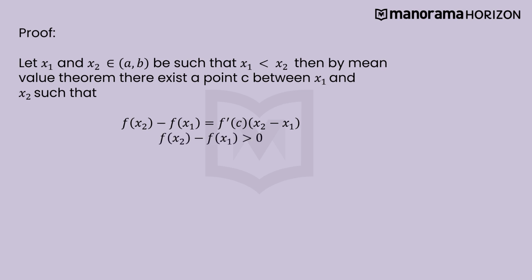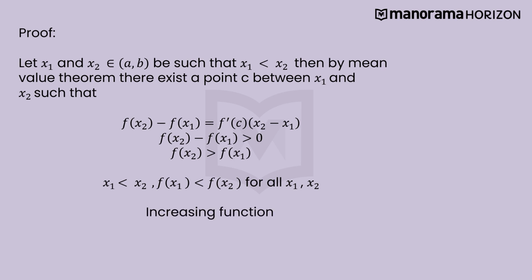So here f(x2) minus f(x1) is greater than 0 because it is given f'(c) is greater than 0, which implies f(x2) is greater than f(x1). For x1 less than x2, f(x1) is less than f(x2) for all x1 and x2. Hence, it is an increasing function. In a similar way, decreasing and constant functions are verified.